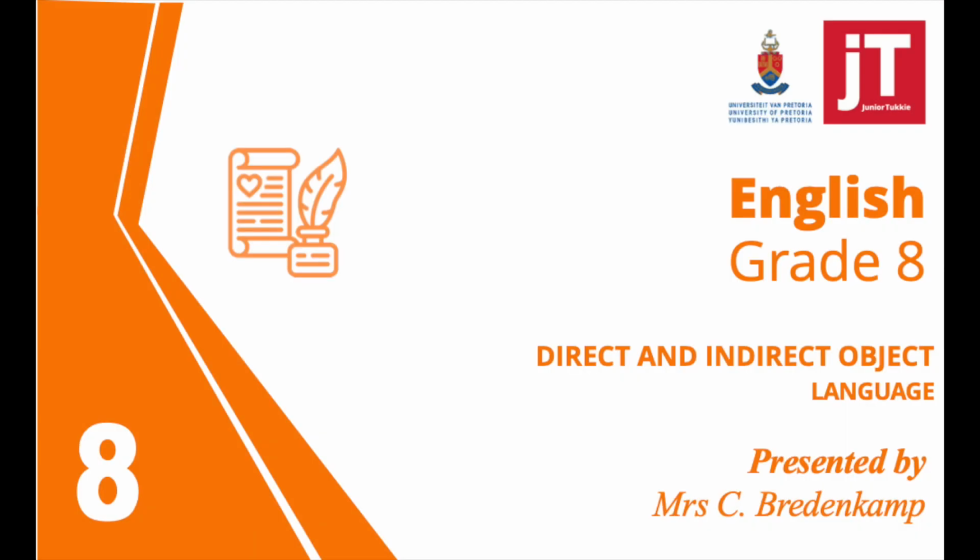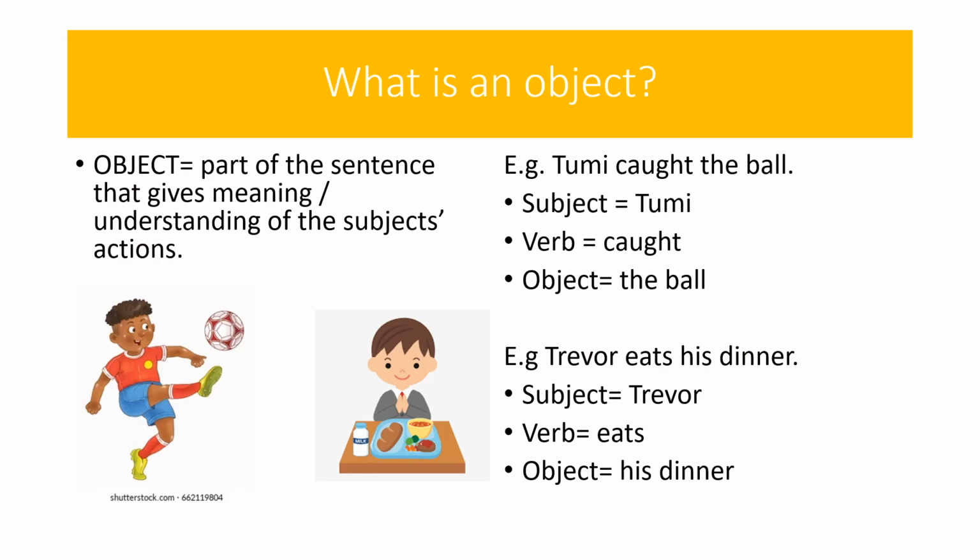I am Mrs. Burdenkamp and in this lesson I'm going to be teaching you the direct and indirect object. Let's get into it. What is an object? An object is the part of the sentence that gives meaning and understanding of the subject's actions. So let's look at an example.